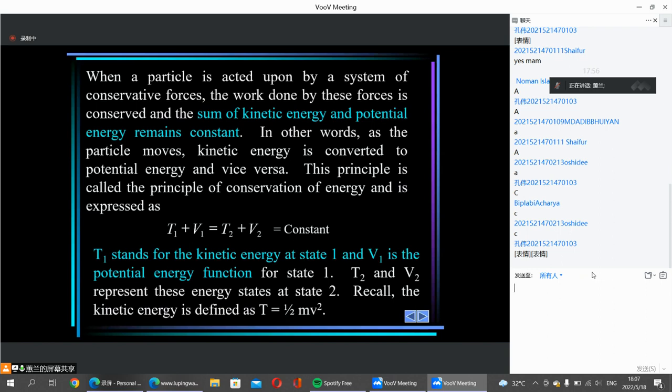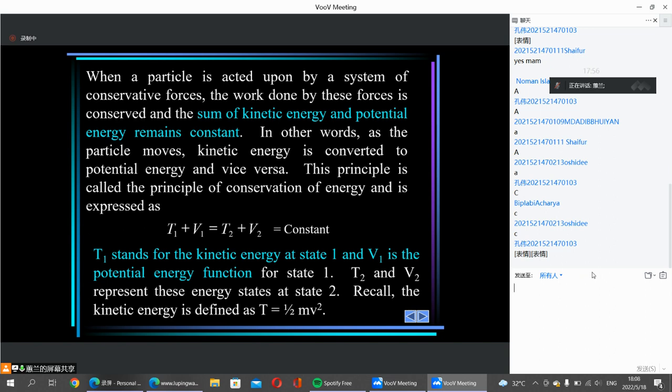Okay, this principle is called the principle of conservation of energy, and it's expressed as T1 plus V1 equal to T2 plus V2 equal to constant. Here T1 is the initial kinetic energy. V1 is the initial potential energy function. If there are spring force and gravity force involved, you need to account for them both in the potential energy. And T2 plus V2: T2 will be the kinetic energy at position 2, V2 will be the potential energy at position 2. Okay, so sure, definitely.